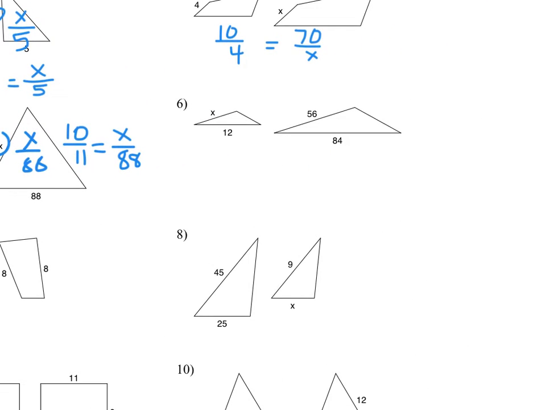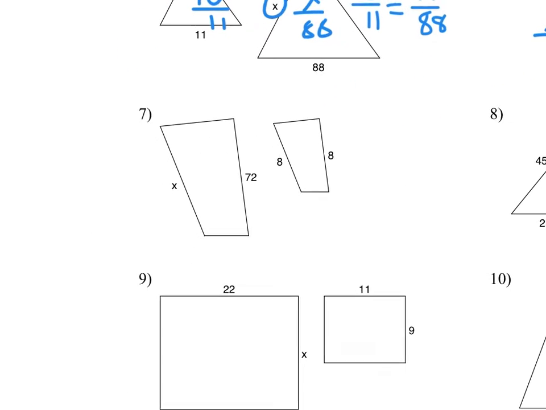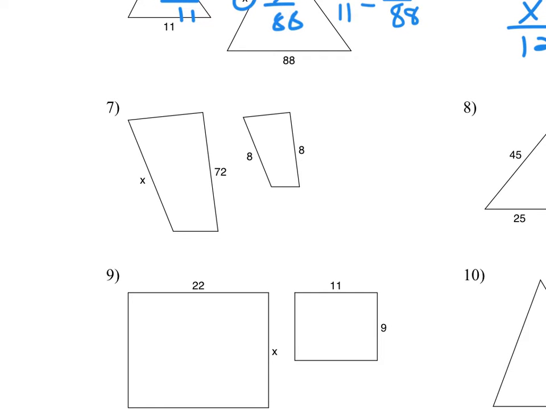Okay, let's go to this one. x over 12, put that one on top, is 56 over 84. It all matches up because they're similar. They look similar here. Okay, this one, I'm going to start with the x. x over 72. So I'm going to start with this one, 8 over 8. That's easy. x over 72 equals 8 over 8.